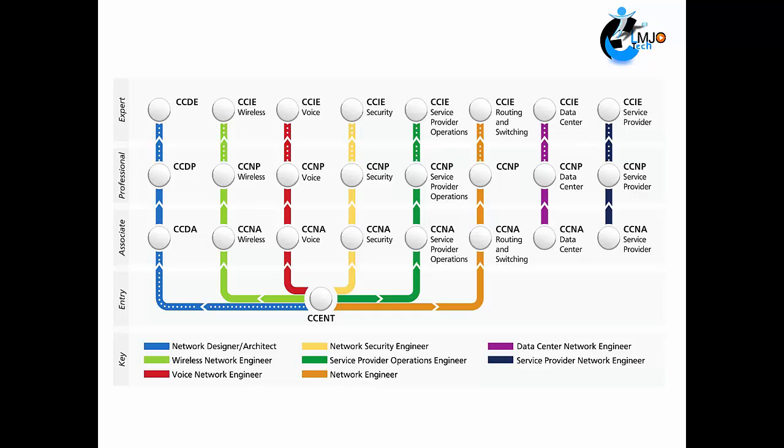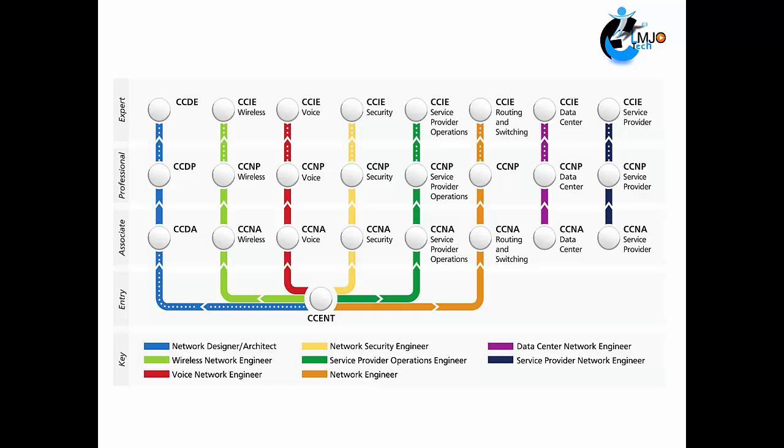So CCIE Security, you have IPS, you have firewall, you have WSA, you have how to secure Cisco routers and switches, and you have the wireless LAN controller. Those things are part of CCIE Security.